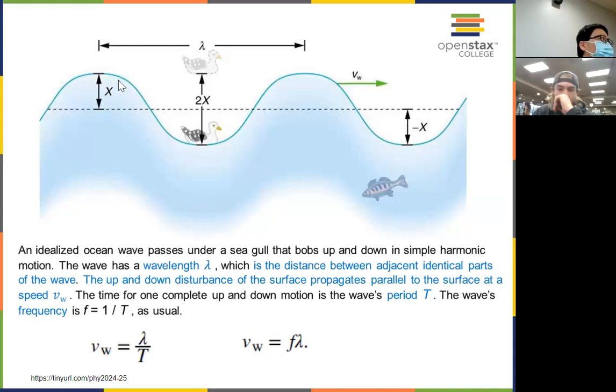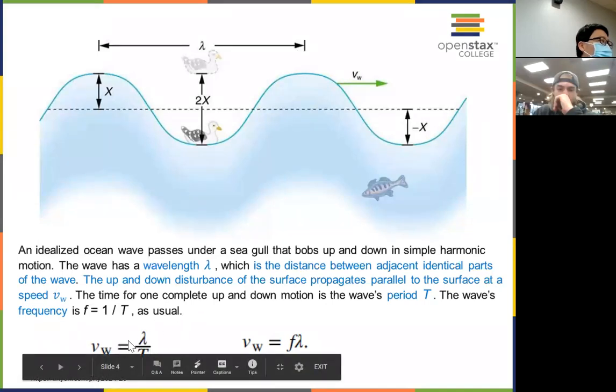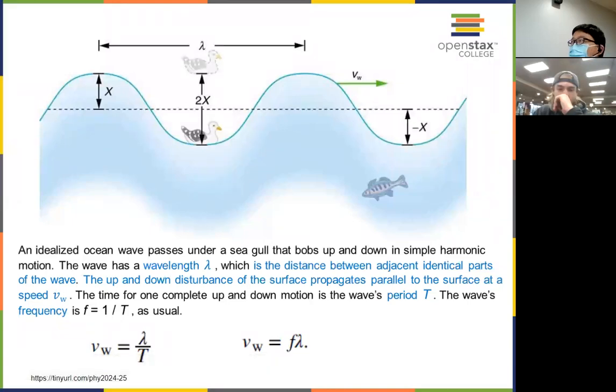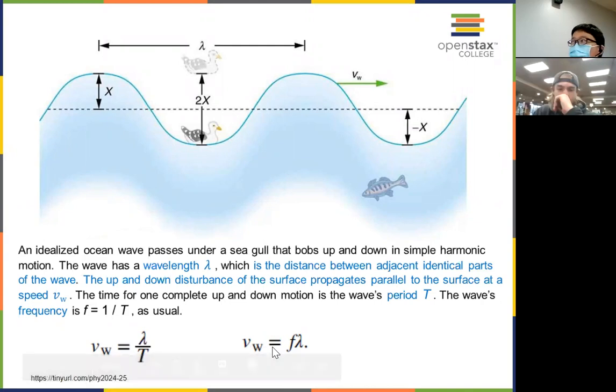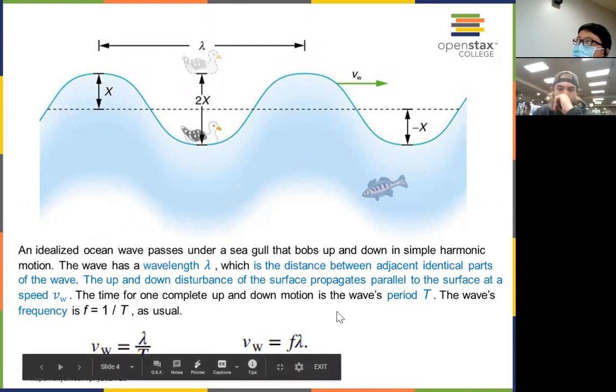And there's the time it takes from one peak to the next peak. It's called the period. So the speed is defined by the distance traveled divided by the period. So lambda divided by T gives you the speed of the wave. And if you take 1 over T, the inverse of the period, that gives you the frequency. So the speed of the wave can also be equal to frequency times lambda, okay? All right.